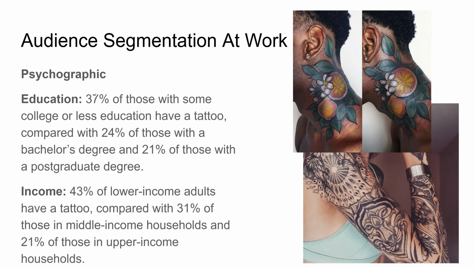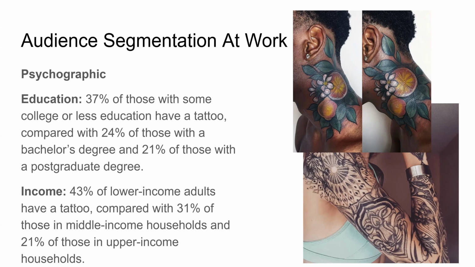And of course, some other psychographic information. Certain religions are against having tattoos. And they did notice a difference between people with different education levels as well. It said 37% of those with some college or less had a tattoo, compared with 24% of those with a bachelor's degree and 21% of those with a postgrad. Now, this doesn't mean that if you have a tattoo, you can't get a postgraduate degree or anything. This is just their findings in the report, and you can look at it and see how they collected their data and everything too.